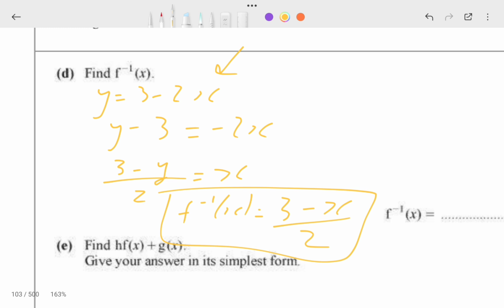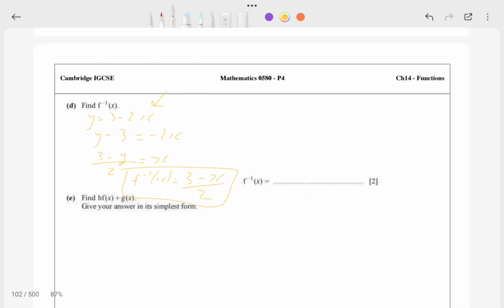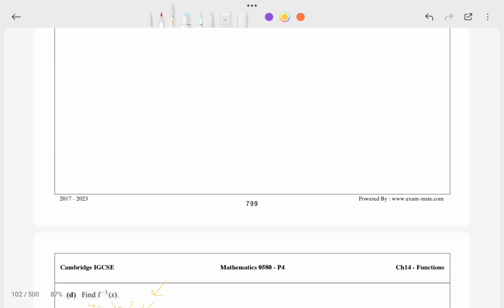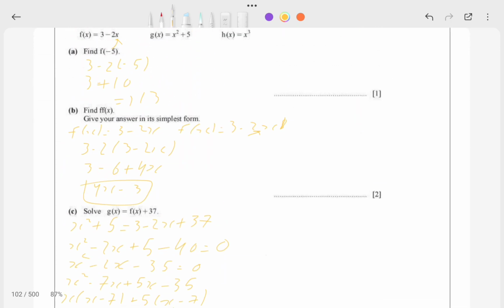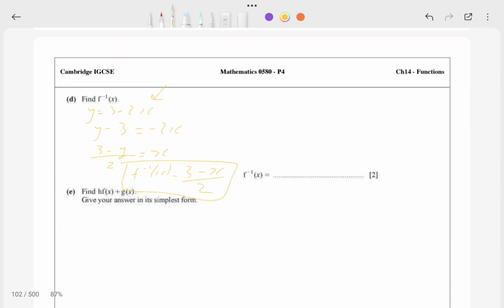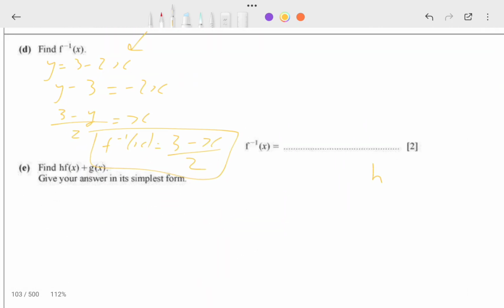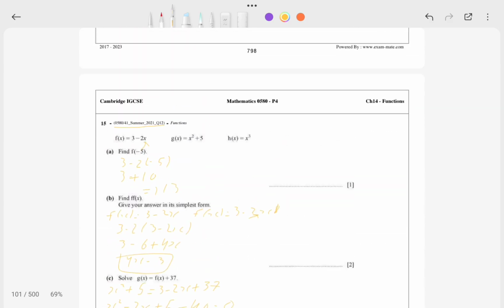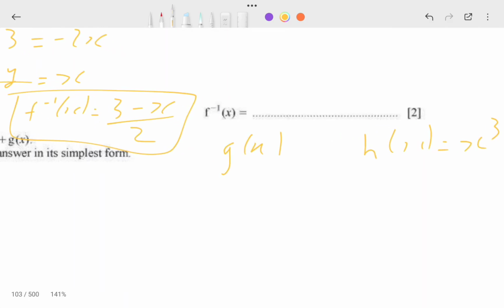Okay, part E. h of x plus g function g(x), give your answer in its simplest form. Okay, so h(x) is x to the power 3, g(x) is x squared plus 5.